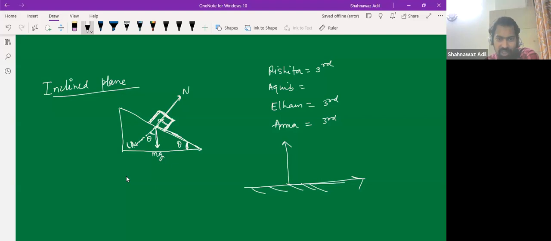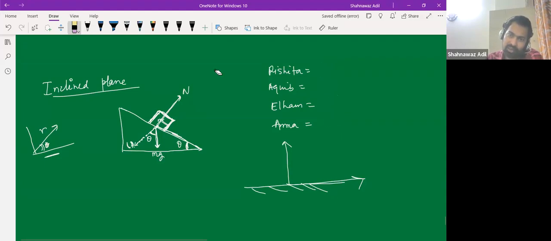This we have done so many times, guys. Sir, 90 minus theta. No, no. So this is theta, this is r. So from theta, this is r. What is this part? So mg cos theta, sin theta. Mg cos theta, right? Elham is saying mg cos theta, or let's say for this case, r cos theta.